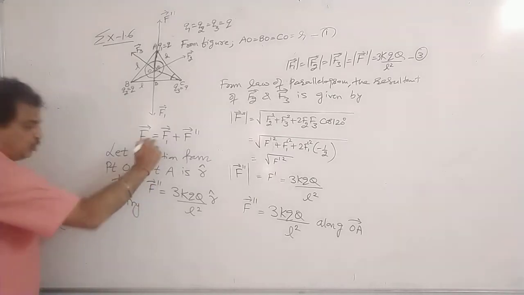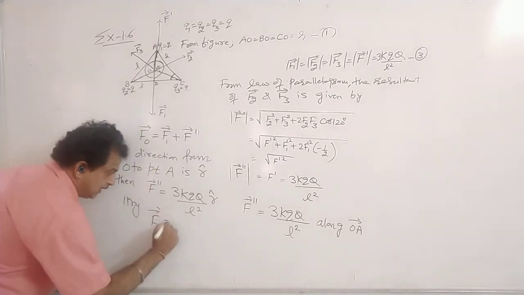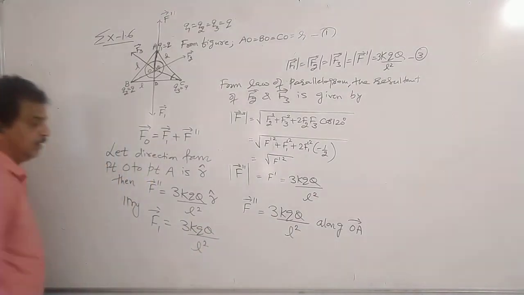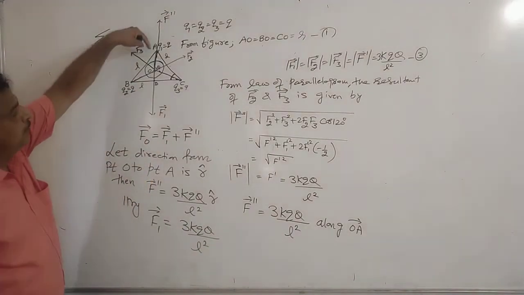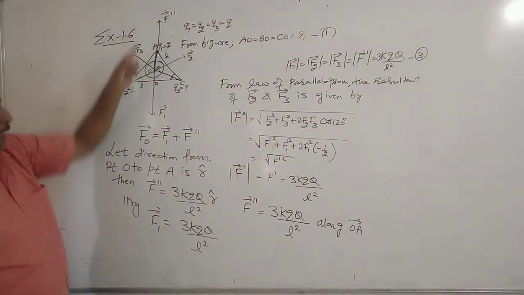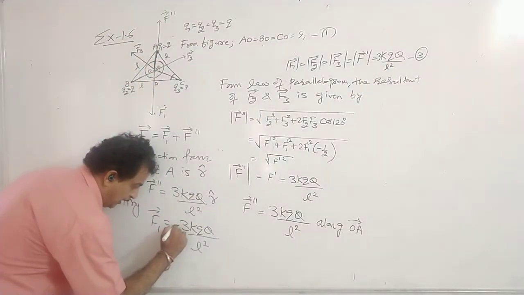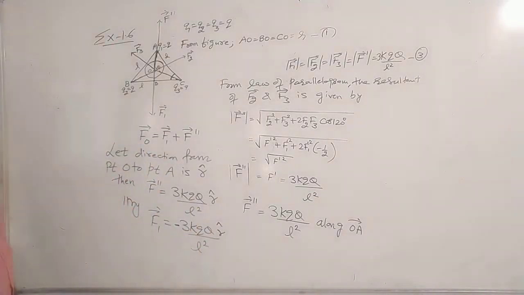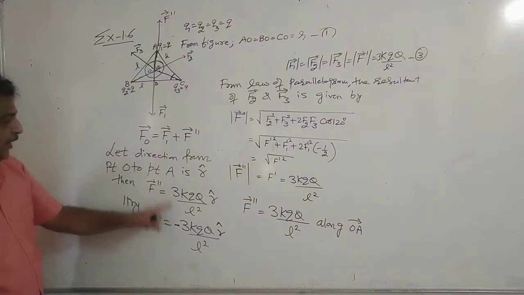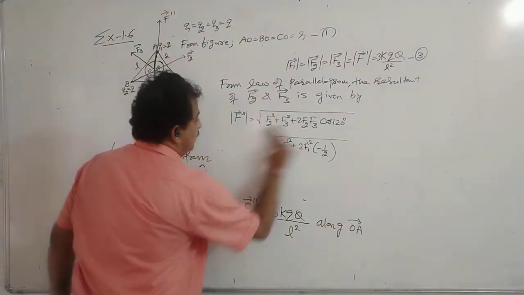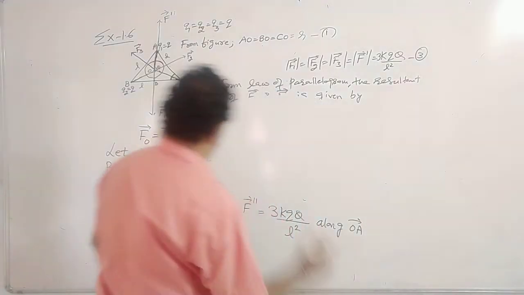Similarly, let us talk about F1. So F1 is equal to 3kqq upon L square. Now its direction is from A to O, opposite of this. This is from O to A, so opposite of this. So I give minus sign r cap. Now if I substitute both these values in this equation, then the resultant comes out to be 0.